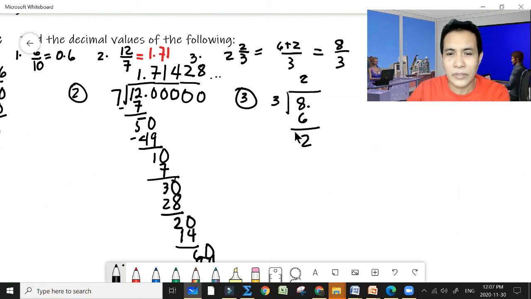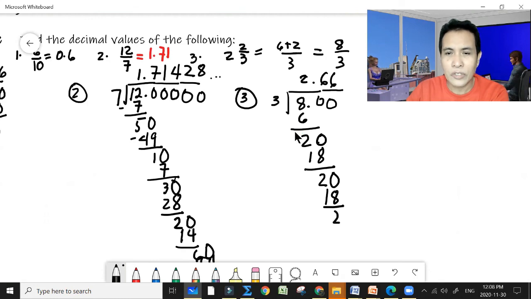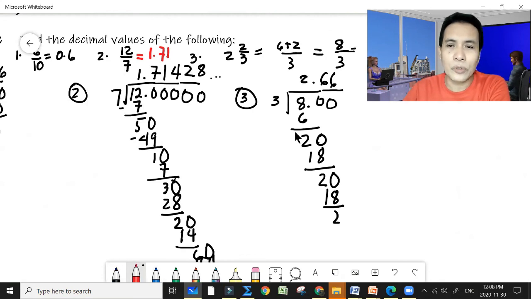2 divided by 3 cannot be done, so we're going to add zeros here. So 20 divided by 3, we move the decimal point to our quotient. 20 divided by 3, that's 6. 6 times 3, 18. 20 minus 18, that's 2. 2 cannot divide 3, so we're going to add another 0. So that's 20. 20 divided by 3, that's 6. 6 times 3, that's 18. 2, and so on and so forth. So 6 is repeating, it extends forever. So the value of this is equal to 2.67. We round up our quotient 2.66 to 2.67.